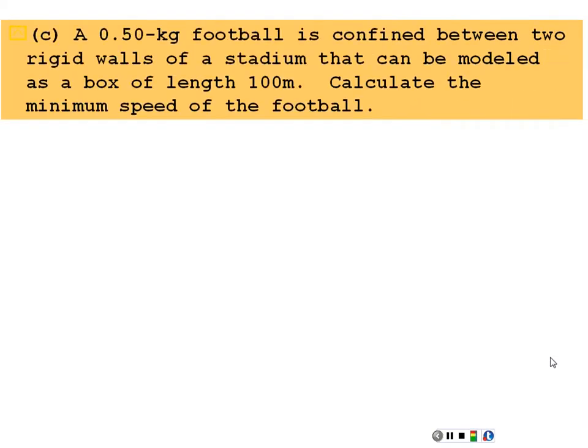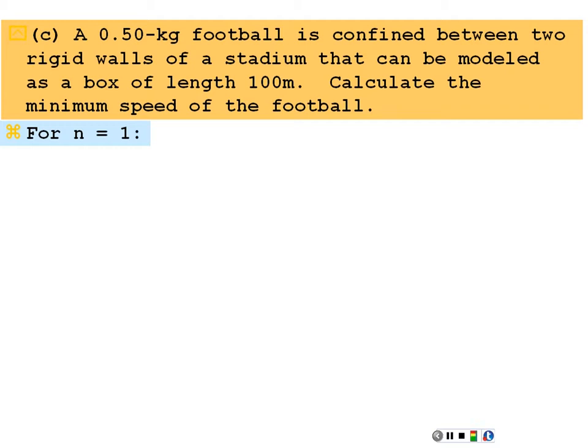Let's try a particle in a box scenario with a macroscopic system. A 0.5 kilogram football is confined between two rigid walls of a stadium that can be modeled as a box of length 100 meters. Calculate the minimum speed of the football.